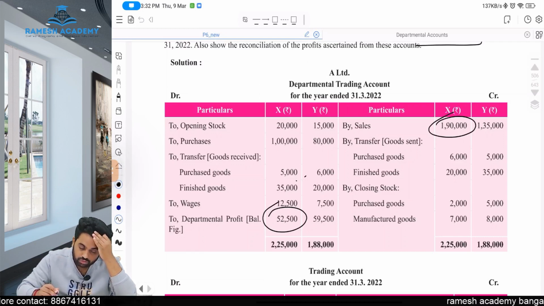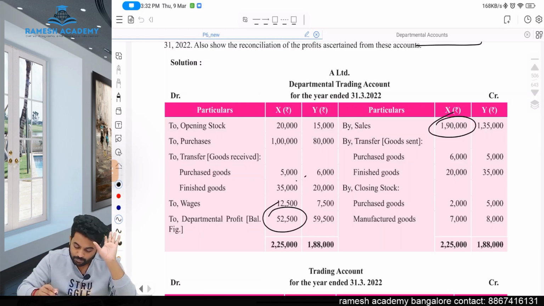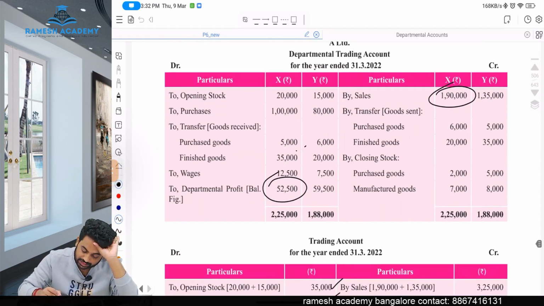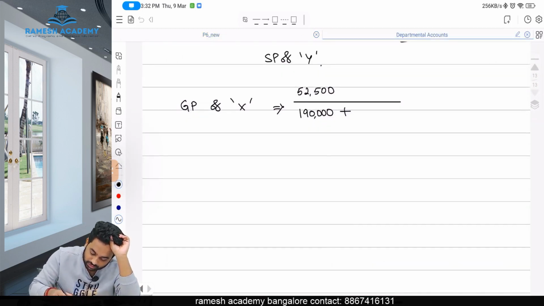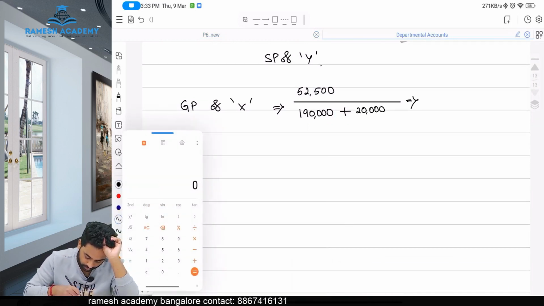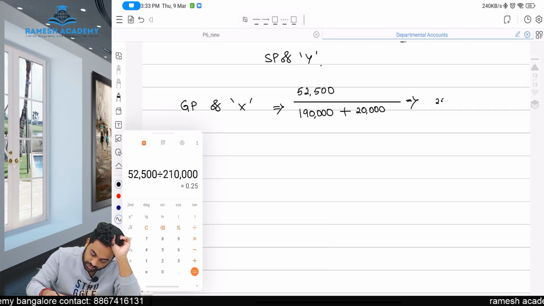So your transfer of purchased goods will not be considered as a sale. Only transfer of finished goods will be considered as a sale. How much is transferred by X? 20,000 is transferred by X. So 1,90,000 plus 20,000, that is 210,000. 52,500 divided by 210,000, which is 25%.